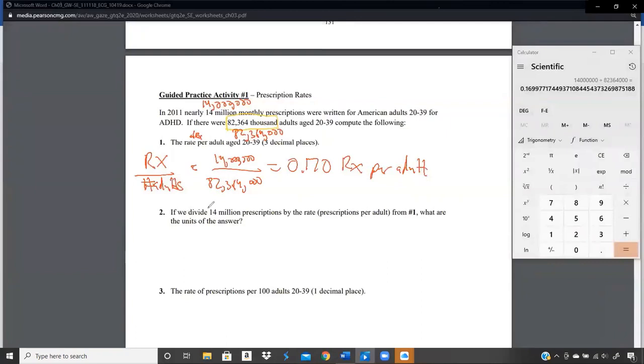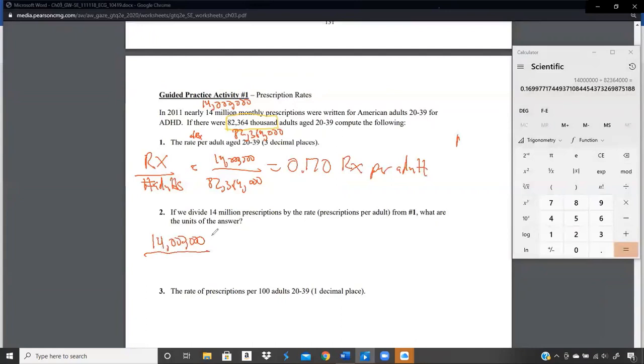Step 2, they say if we divide 14 million prescriptions by the rate. By the rate means that the rate is what's going to go on bottom. From number 1, what are the units of the answer? We're still on annotate? Yes, we are. If we take 14 million prescriptions and divide it by the rate that we just got, which is 0.17 Rx per adult.